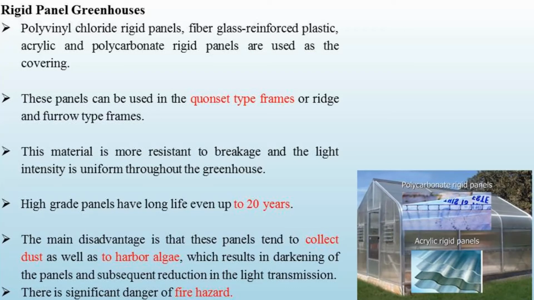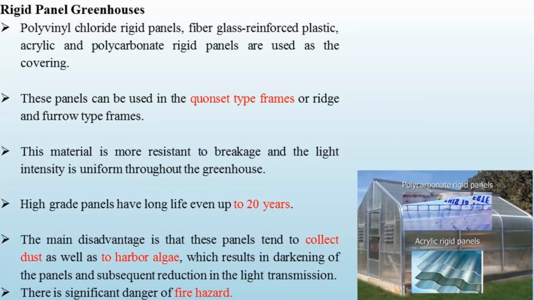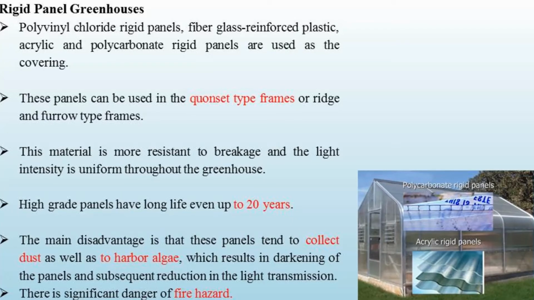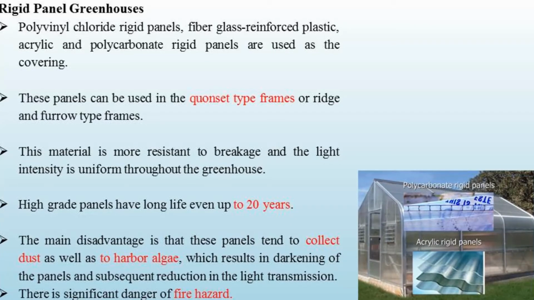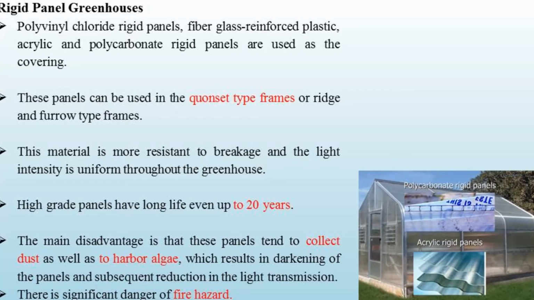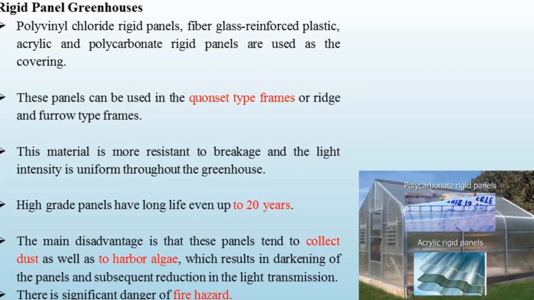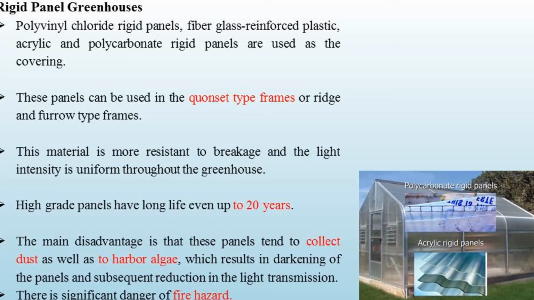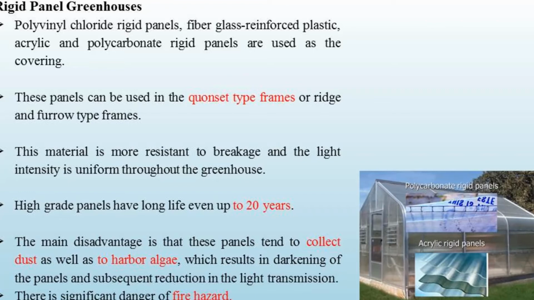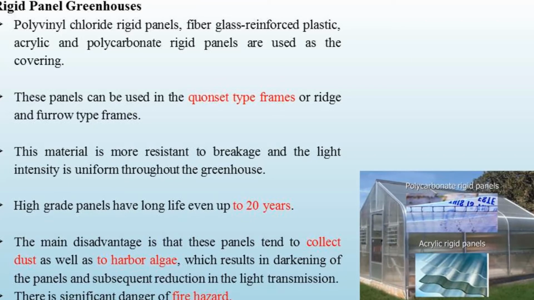Polyvinyl chloride rigid panel, fiberglass reinforced plastic, acrylic and polycarbonate rigid panels are used as a covering material for this type of greenhouse. And according to the use of this type of covering material, it is called rigid panel greenhouse.